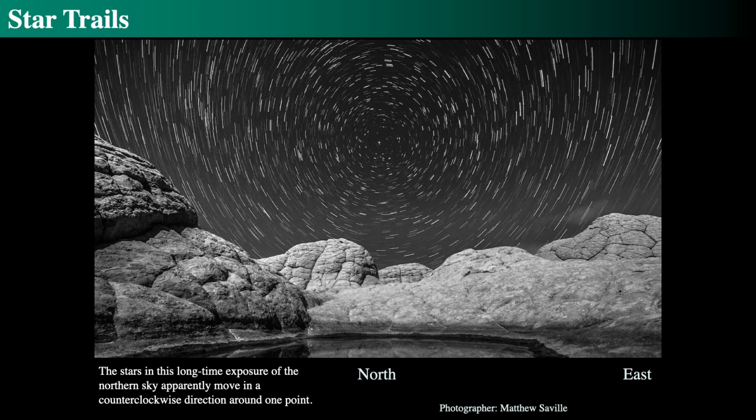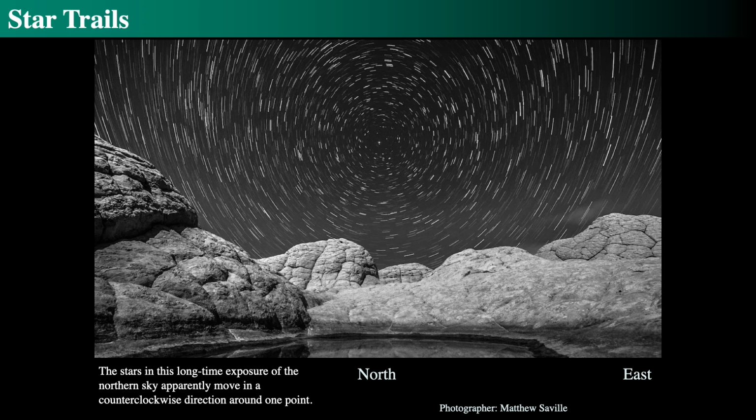What we're looking at here is this particular image taken by Matthew Seville. The stars in this time exposure in the northern sky move counterclockwise around one point. So they seem to be rising on the right in the east and setting in the west on the left. There's almost no motion in the center, and that indicates where the celestial pole is. The altitude off the horizon of the celestial pole indicates your latitude. So if it was directly overhead, you'd be at the North Pole. If it's directly on the horizon, you'd be at the equator. And if it's like 30 or so degrees, it's about 30 or so degrees north latitude.